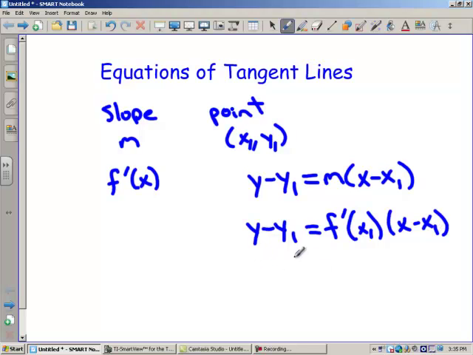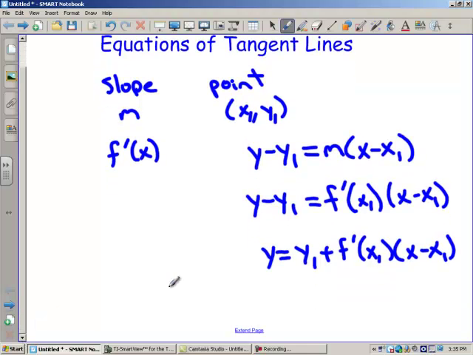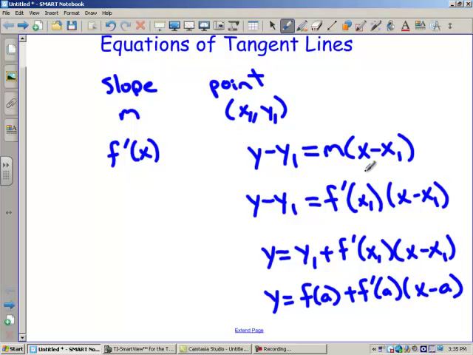And you can even add y1 to both sides and you can get y equals y1 plus f prime at that point x times x minus x1. And on top of that, we can even clean this up a little bit more, and our tangent line equation is y equals f of a, where a is the x coordinate we're trying to write the tangent line at, and f of a is another notation for the y coordinate, remember, plus f prime at a times x minus a. Any of these versions work.